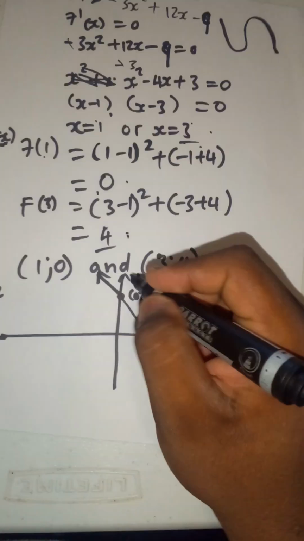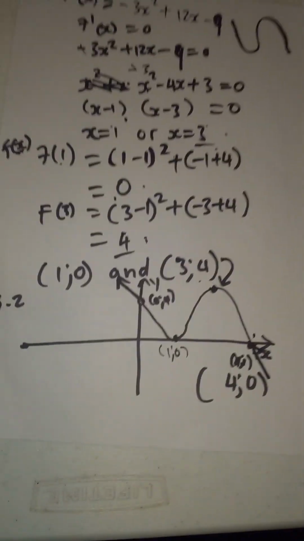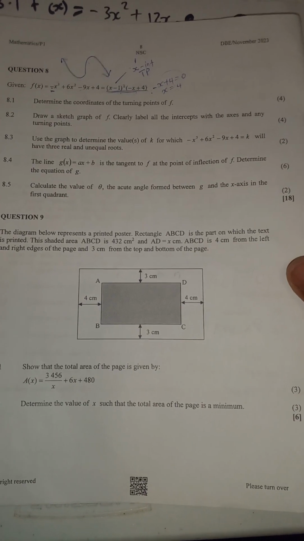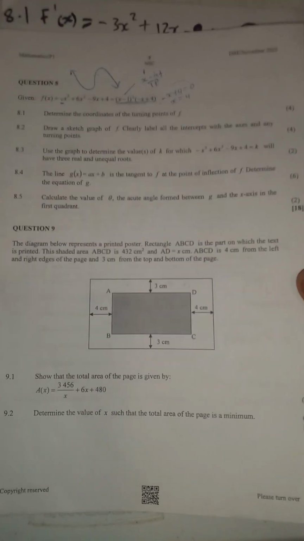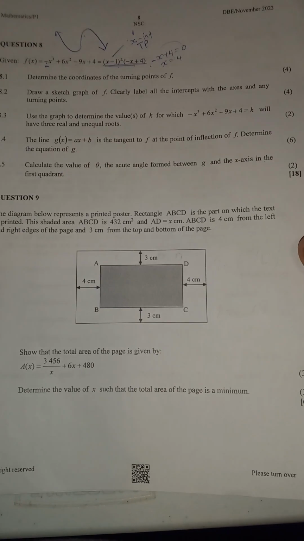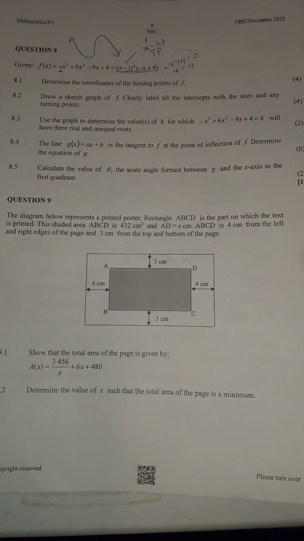And these are the points that you have: 1, 2, 3, and then 4 there. So now let's check there. They are saying to use the graph to determine the values of k for which f(x) equals k will have 3 real and unequal roots. Okay, so in these types of questions, you must check very well there. You must check.